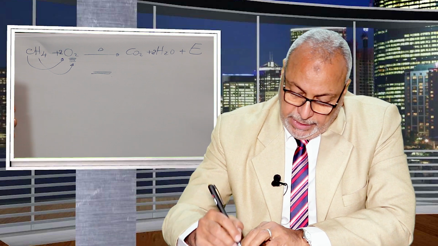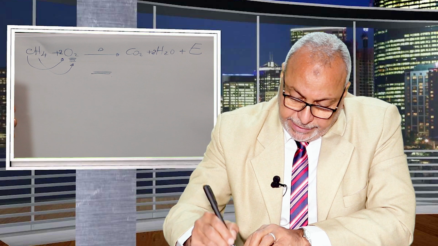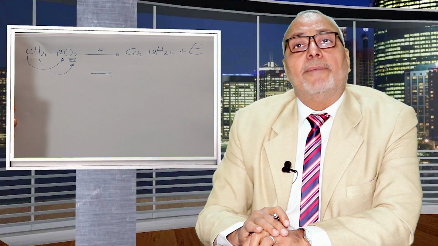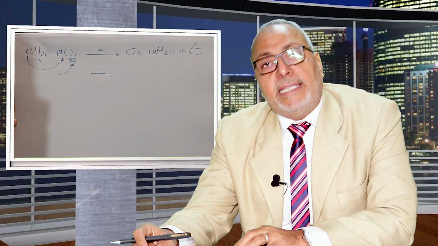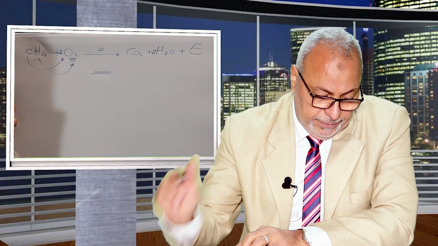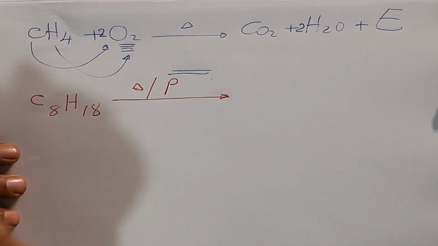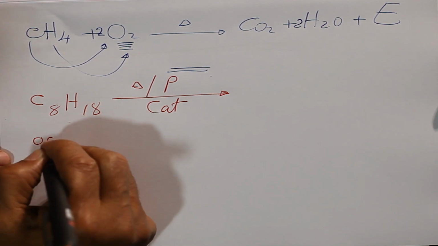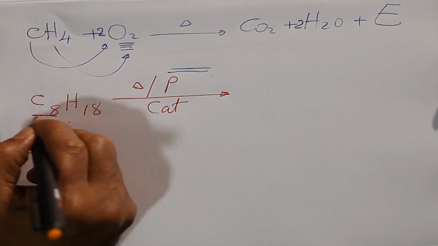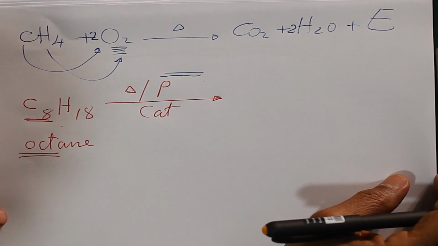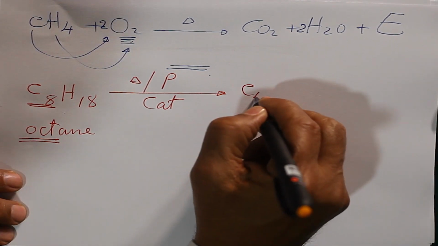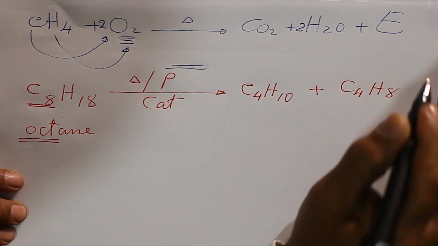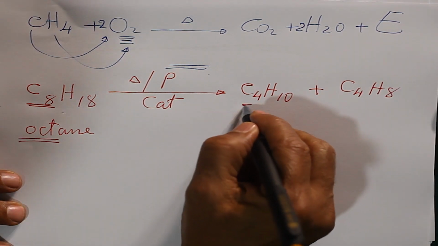As an example, octane, C8H18. We make thermal catalytic cracking in presence of high temperature and pressure and in presence of a catalyst. Octane, we know why octane? Because it has 8 carbon atoms. It will produce C4H10 plus C4H8. What is the difference between them?